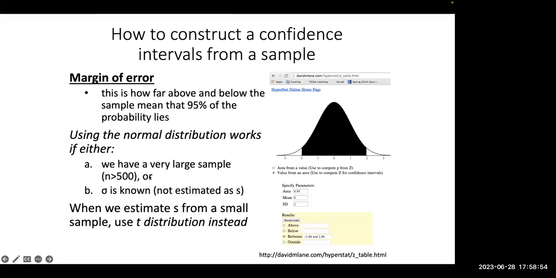Using the normal distribution works if either the sigma is known or when we have a very large sample. So sample size definitely determines whether you can use the normal distribution safely, or you need a t-distribution, or the sigma is known. The sigma is the population standard deviation. Otherwise, you would need to estimate it. If it's smaller, you should use a t-distribution.